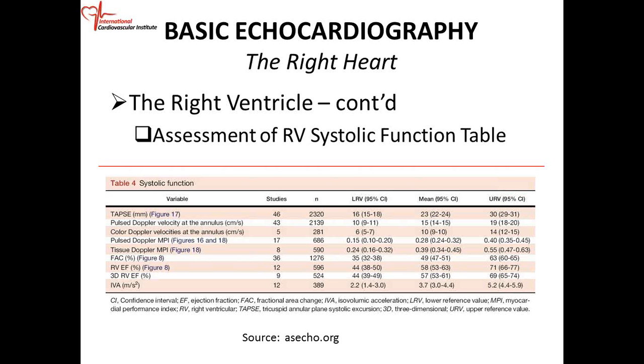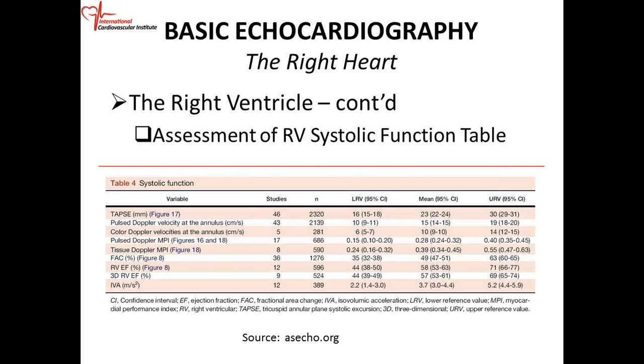All right, so these are just some of the things that we use. TAPSE. You should know each one of these. TAPSE is the tricuspid annular plane systolic excursion: how much that tricuspid plane moves up in systole. It's supposed to move up more than 15 millimeters. So a normal TAPSE is greater than 15 millimeters, and that's going to be on every exam. We'll show you how to do that.